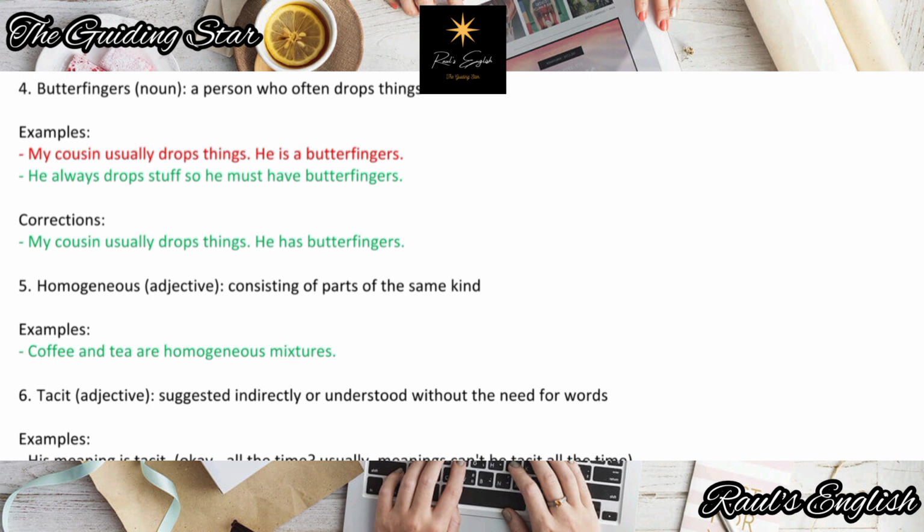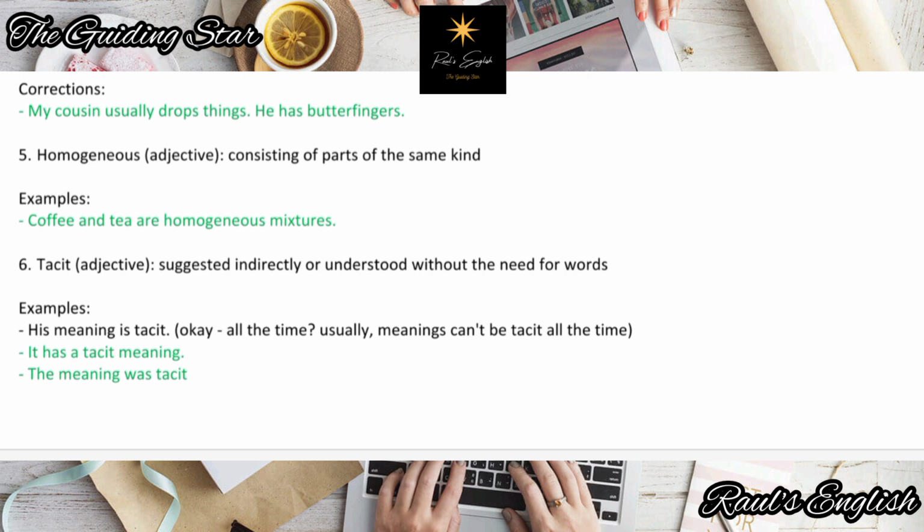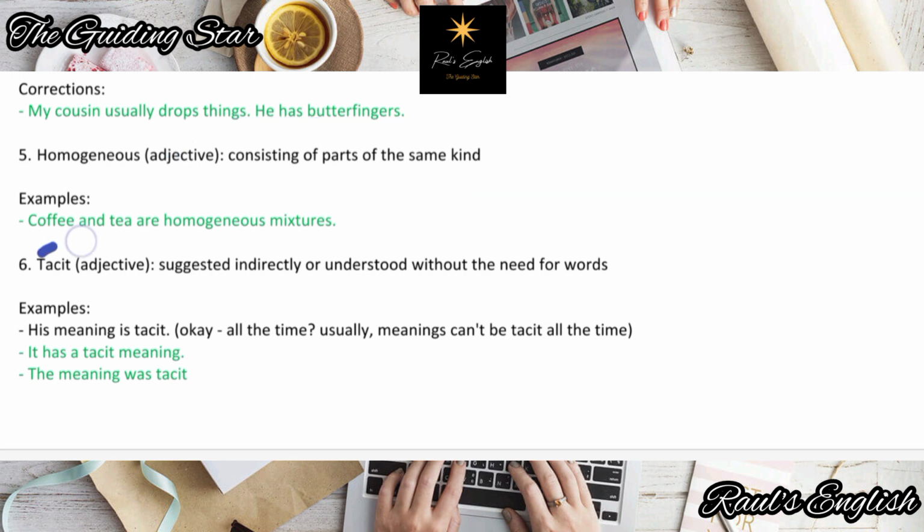Homogeneous, number 5. Consisting of parts of the same kind. Please pay attention. Consisting of parts of the same kind. Alright, so coffee and tea are homogeneous mixtures. Beautiful. Different ingredients go into coffee and tea. However, at the end, it is a homogeneous mixture. You can put sugar, milk, or creamer, and so the different things go into a cup of coffee. At the end, it's a homogeneous mixture.